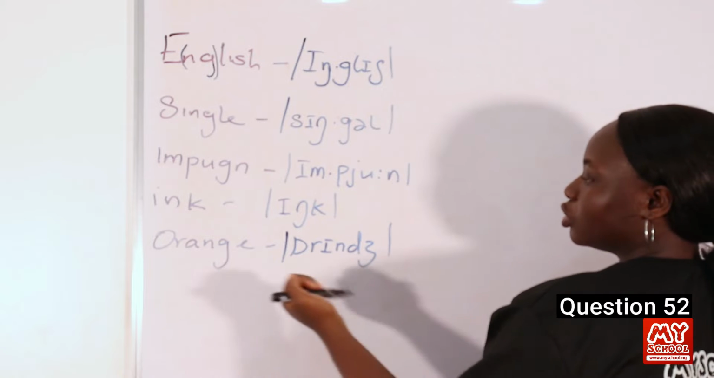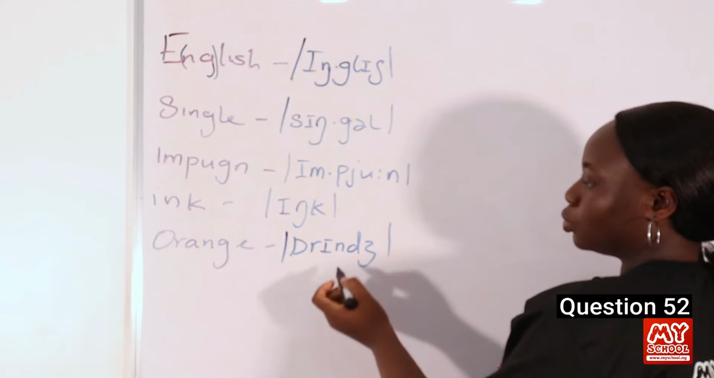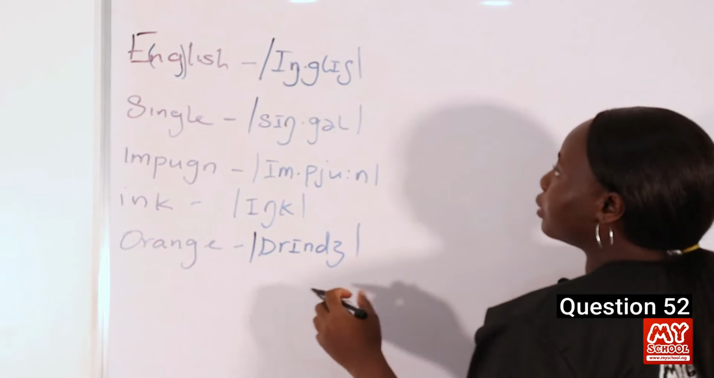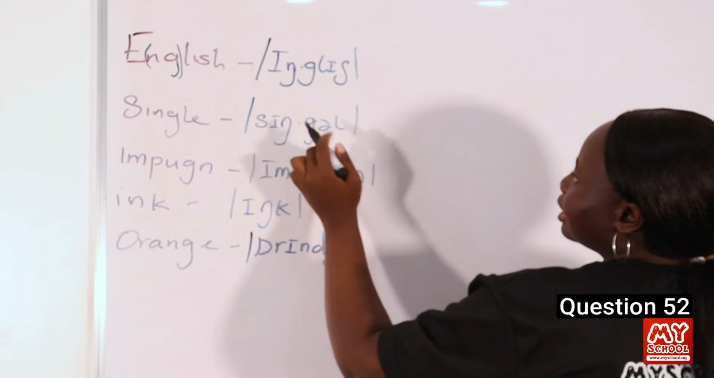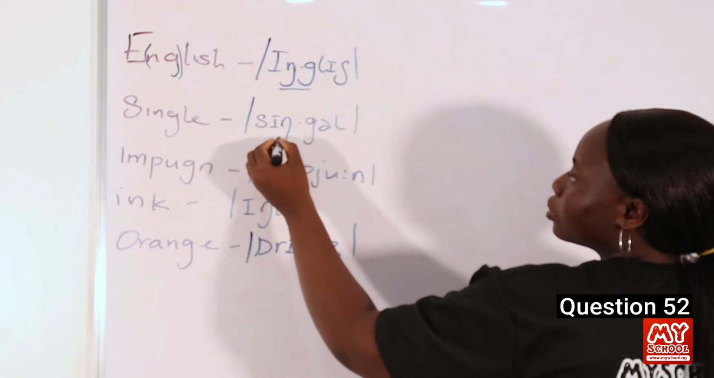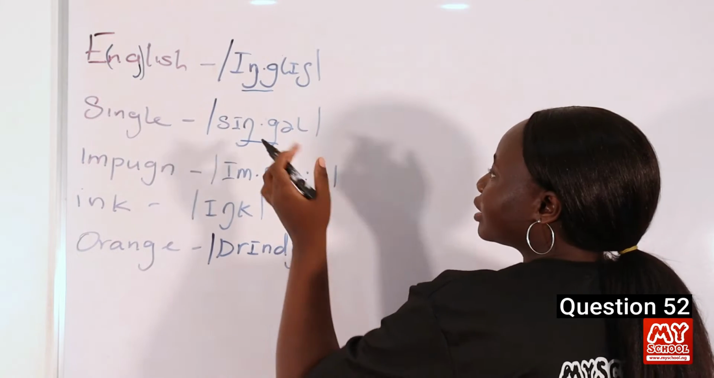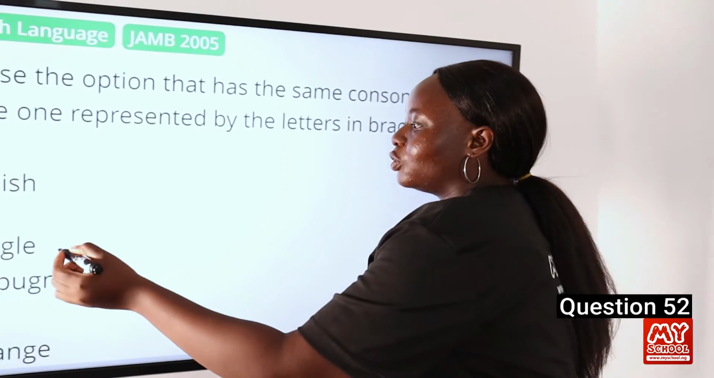You can see this one is a little bit different because it's not the G sound, it's the J sound. So this doesn't have the ng sound. So from the transcription, you can see that both this and this have that ng and the G sound. They are similar. So the answer to this question is single. Let's go back to the screen to mark our answer. So the answer to this question is option A, single.